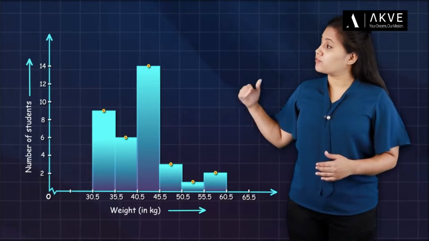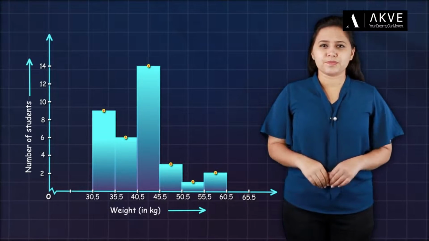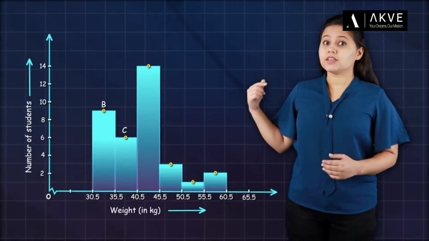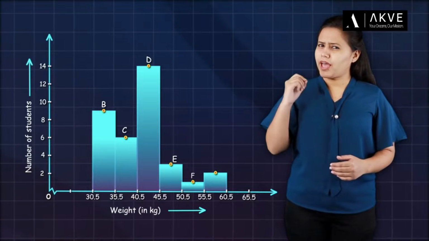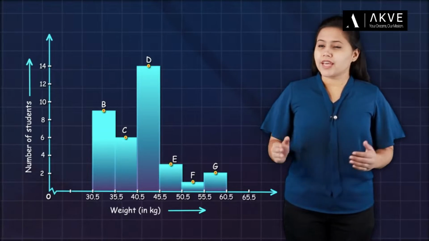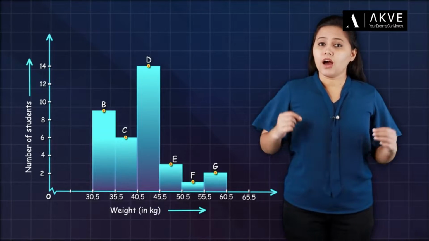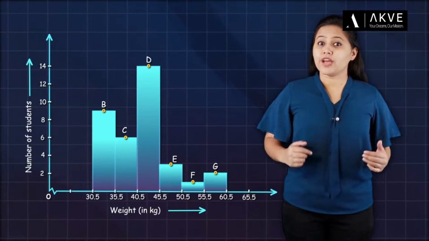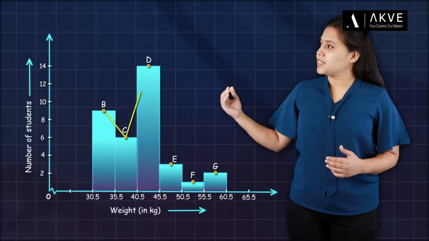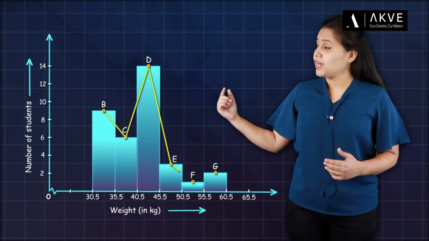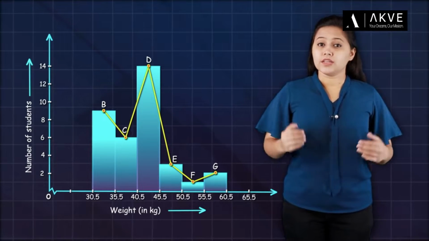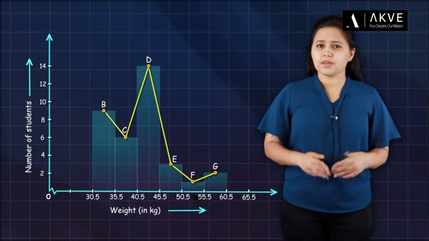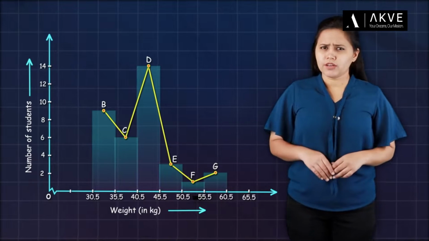Mark the midpoints of the upper sides of the rectangles. Let us name these midpoints as B, C, D, E, F and G. So we get 6 midpoints. Now join these midpoints using straight lines. So join BC, CD, DE, EF and FG. Thus we obtain the figure BCDEFG.